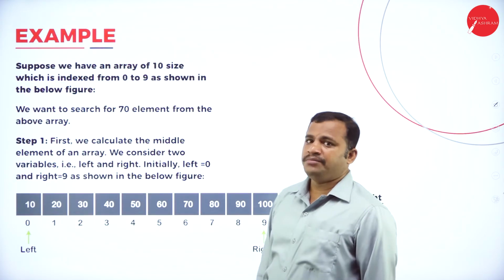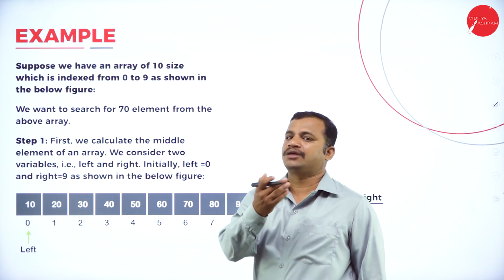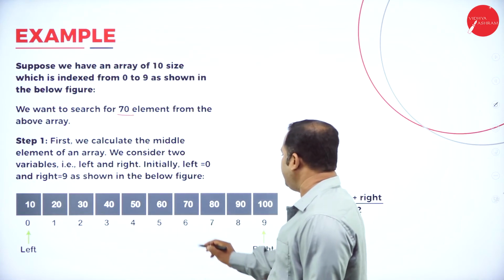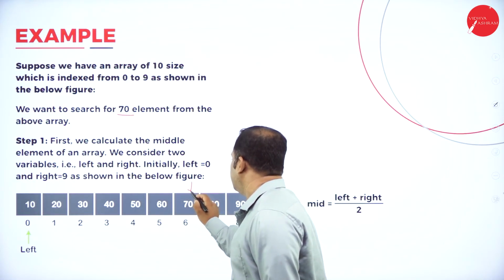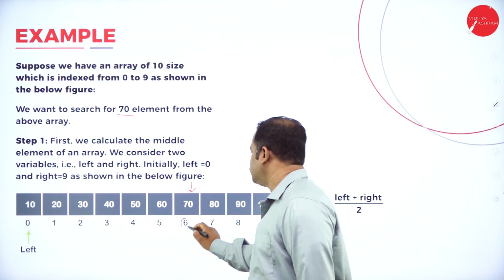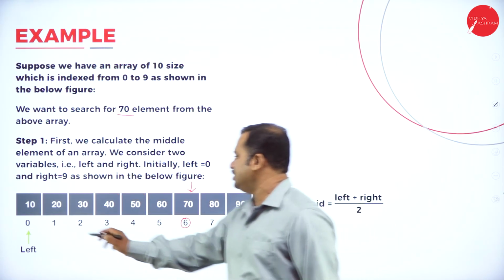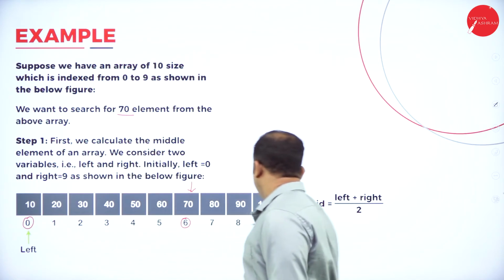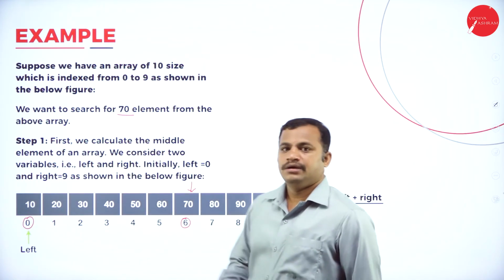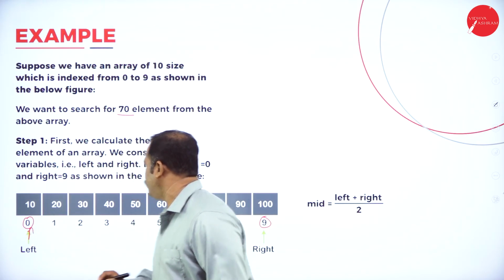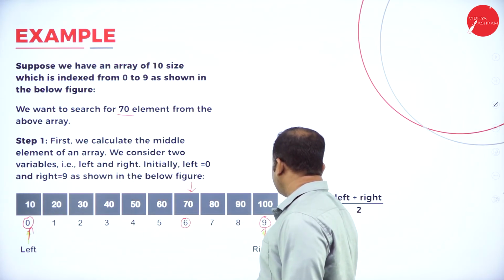Now let us take one more example here with a few calculations. I want to search for an item 70. 70 is present in 6th index location. This is my index location. There are 10 items present in the list ranging from 0 to 9. Now I will set the left parameter as 0 and the right parameter as 9.